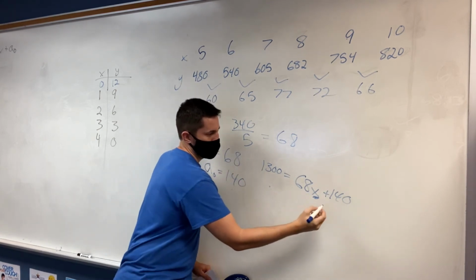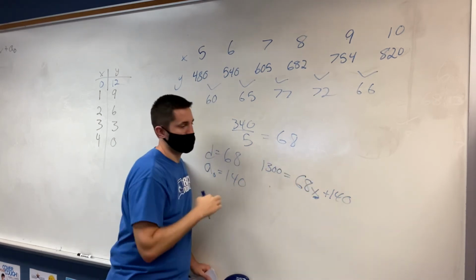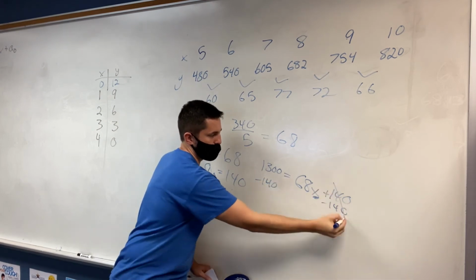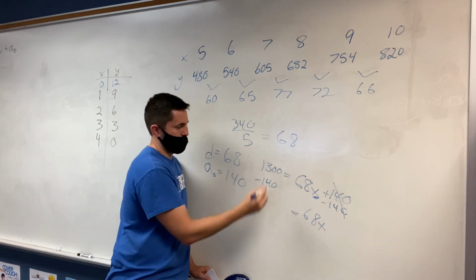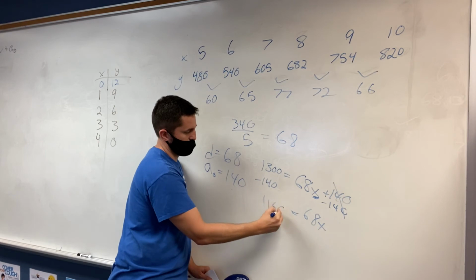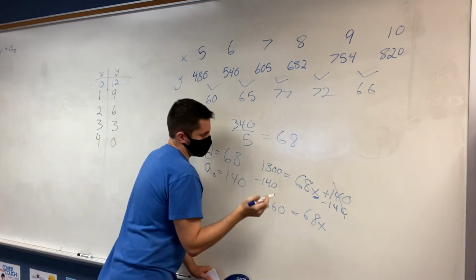Get it by itself. So right now I have 68X. So I gotta get rid of everything else besides the 68X. I'm gonna minus 140. So now I have the 68X by itself. And then this is 1,160. Cool.